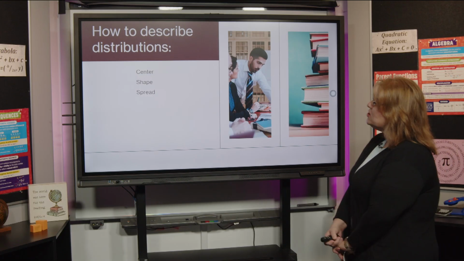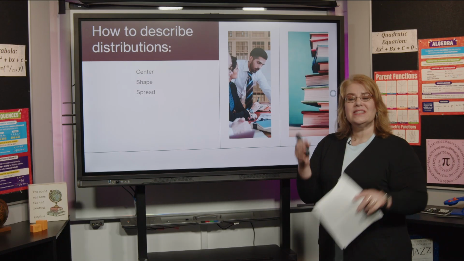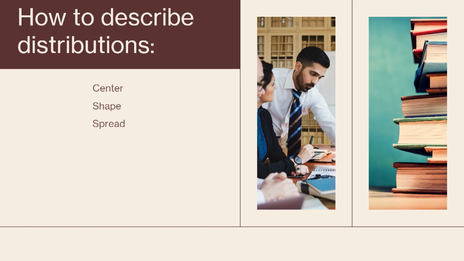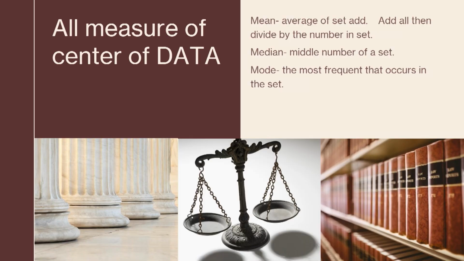Okay, how to describe distributions. We have the center of something, we're looking at the shape of something, and then the spread of this data. All three of these words give us crucial information when we're looking at these data sets. So, the measures of center of data. We're looking at the mean. It's the average of the set. We add all of them up and then divide by the number that we have.